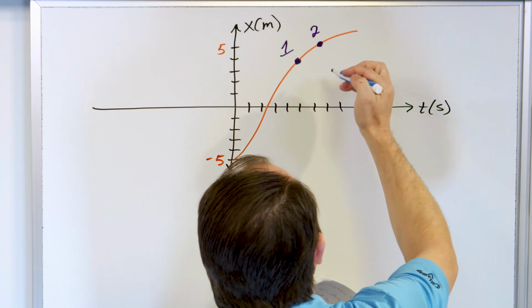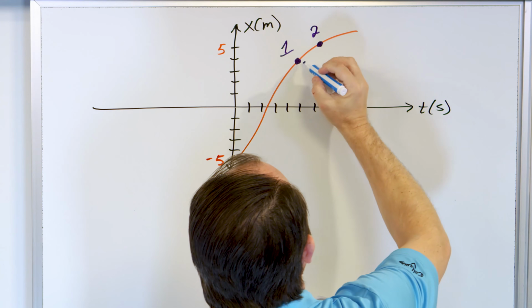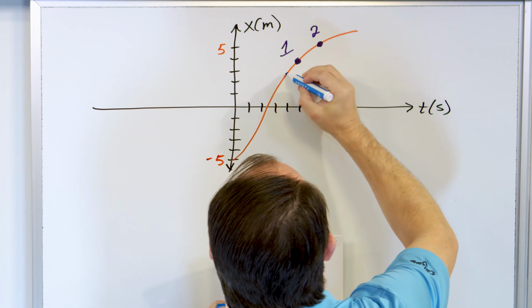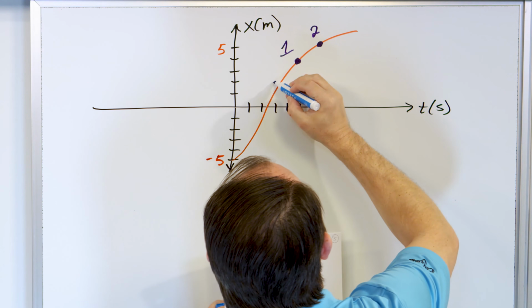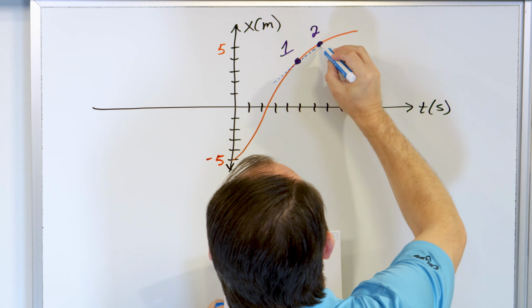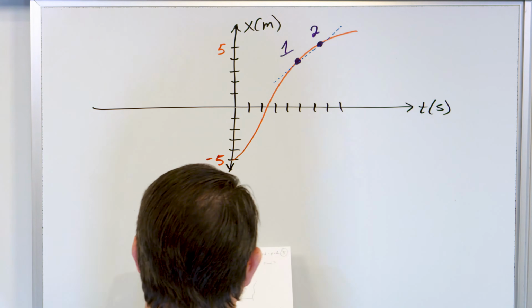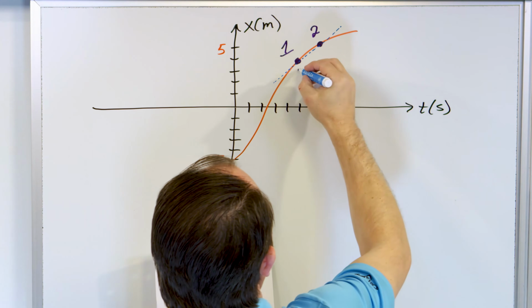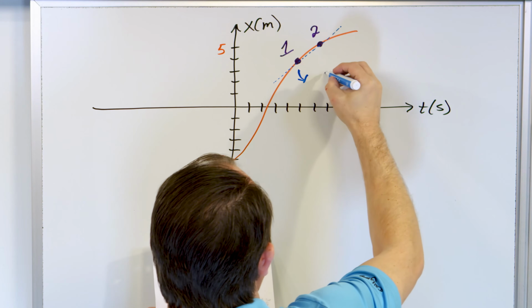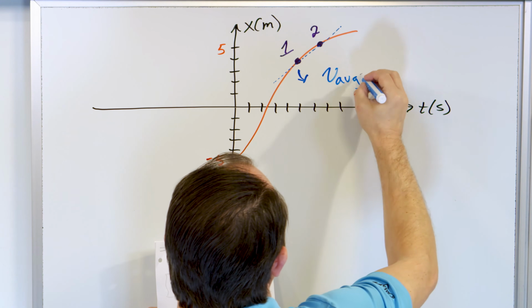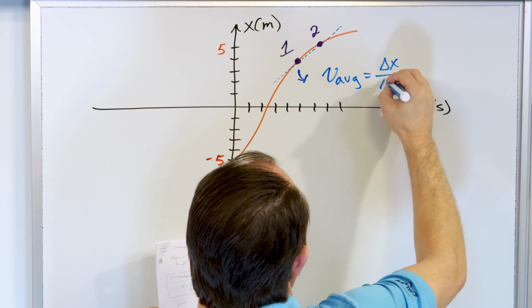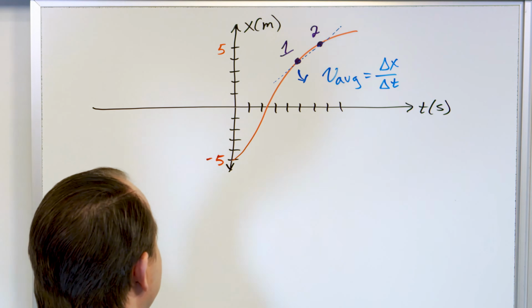We could literally just calculate the slope of the line connecting these 2 points like this. So what I'll do is hopefully not mess it up, and I'll draw a line connecting these 2 points right here. How do we find the average velocity in this case? We're just going to say the same thing. Average velocity is equal to delta x over delta t. Same exact equation as before.